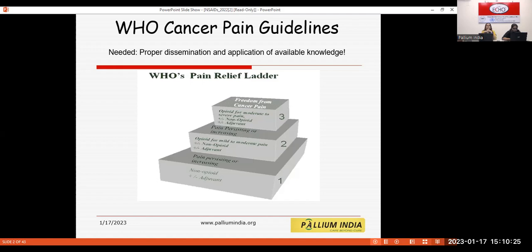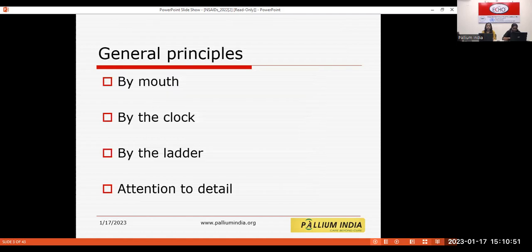Step 3 has strong opioids like morphine, fentanyl, methadone, etc. And one specialty is that adjuvant analgesics can be given in all the 3 steps. Step 1 can be given in step 2 and 3 also. You will understand it better when you hear about the drugs, how you can combine all this and what are the things to be kept in mind. If there is still doubt, please let me know.